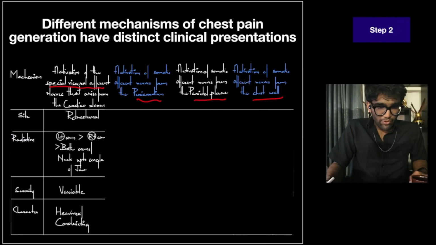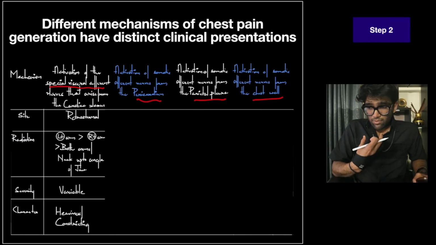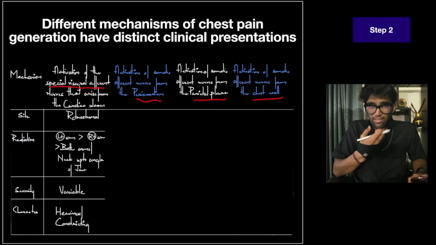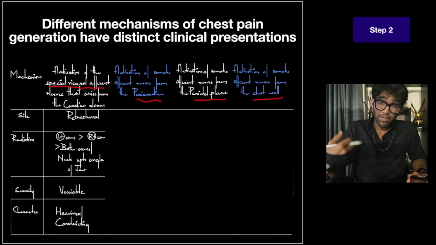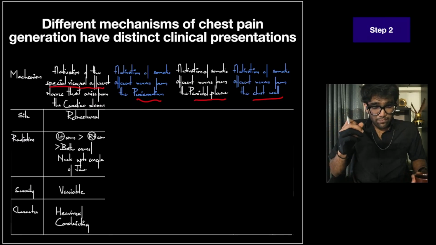So in step 2, first we'll just describe the different types of pains. Like I just said, pain arising from activation of nerves which at least partly are part of the cardiac plexus is usually appreciated by the patient as a retrosternal pain. Okay, it radiates to the left arm more than the right arm, sometimes to both arms, and can go right up to the angle of the jaw. Severity is variable depending on what exactly is the cause.